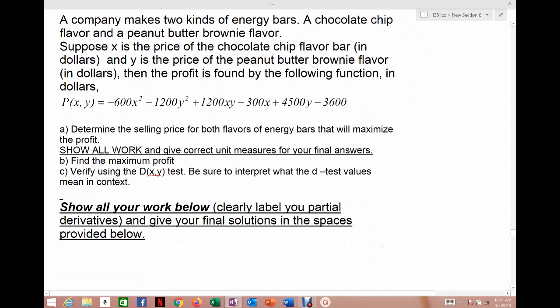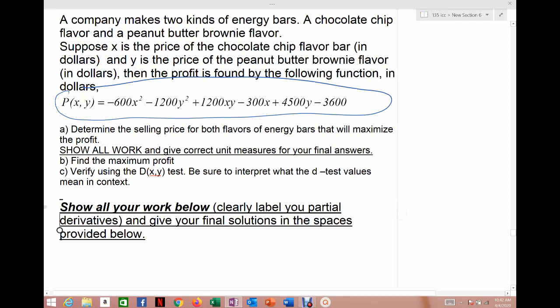Alright, the next example. We're making 2 different types of energy bars. Alright, we're making a chocolate chip flavored, peanut butter brownie flavored, and we're going to set them to 2 different prices. Alright, X is the chocolate chip price in dollars. Y is the price of the peanut butter in dollars. Alright, and then we're going to sell them, and this is our profit equation. Alright, determine the selling point for both flavors that will optimize our profit, show our work, give correct unit.